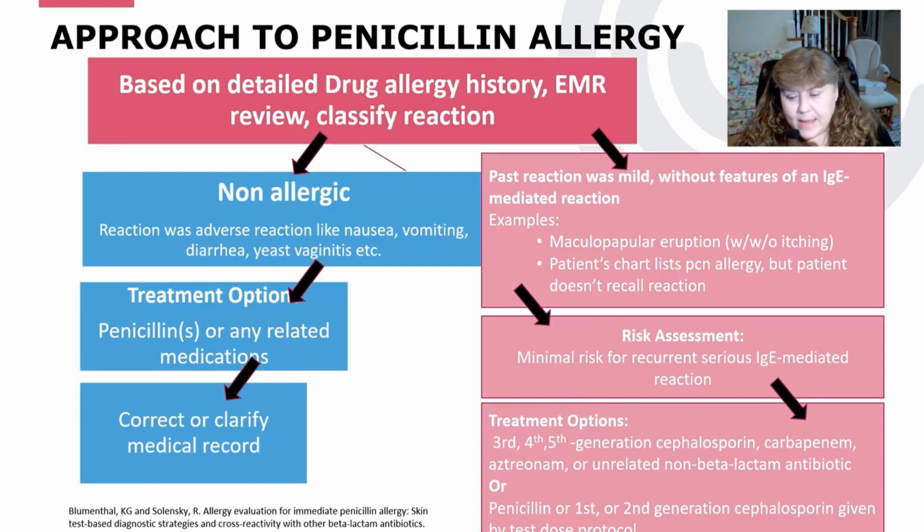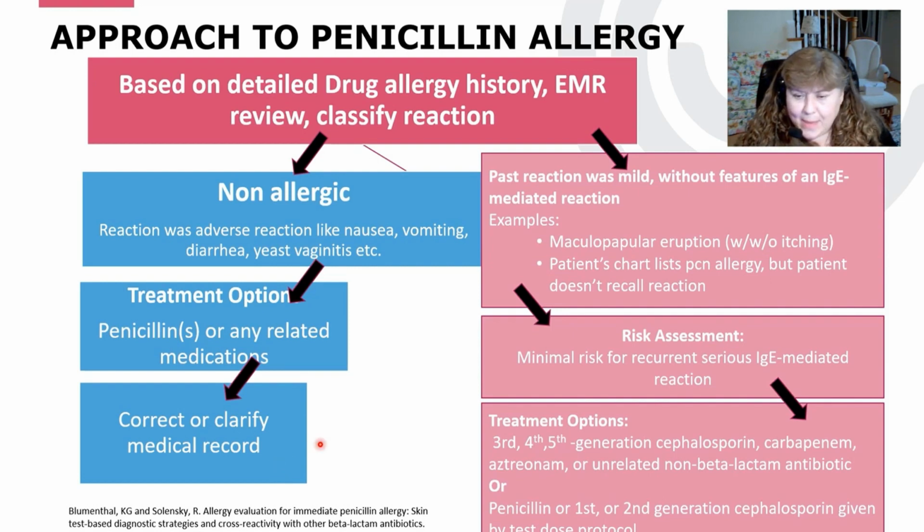So what is the best approach to take when you are thinking about someone who needs to have a penicillin derivative for their infection? So first, you've reviewed the history, you've looked at the EMR, you've classified the reaction, and if you know in fact that it's a non-allergic reaction, then you can go ahead and treat them as you would like, just advising them about the adverse effects that can sometimes happen. And you want to go ahead and correct or clarify the medical record so that they don't in fact have penicillin listed as an allergy.